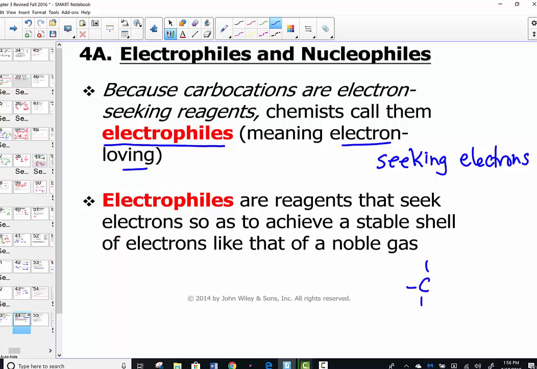So if you see a carbocation that has this positive charge, it's electron deficient because it wants 4 bonds, currently only has 3. It's seeking electrons to stabilize its octet. Therefore, we call it an electrophile, electron seeking. It's positive. They're seeking electrons.